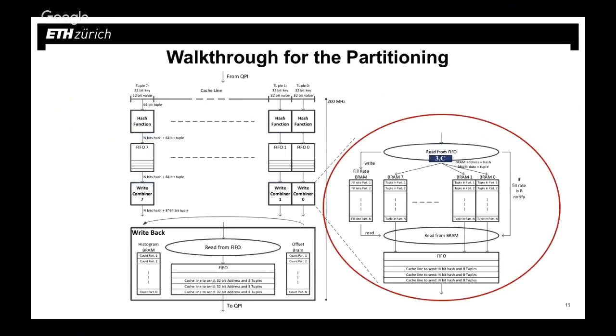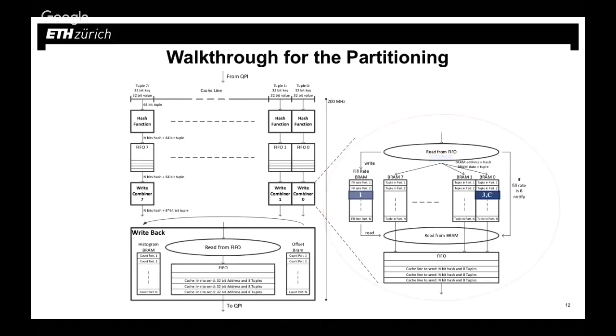Now let's focus on the insides of the first write combiner, where a tuple is received. So 3 is the hash and C is the value. So here the current fill rate determines which block RAM the tuple will be written to, and its partition determines the address inside that block RAM. In this case, let's assume all the buffers were empty, and thus the tuple will be written to the first block RAM.